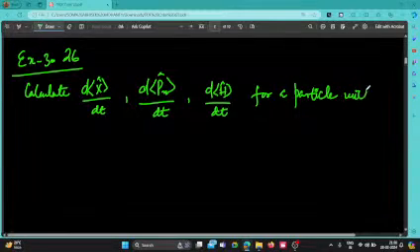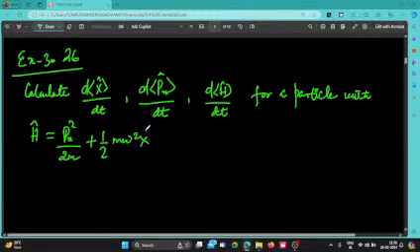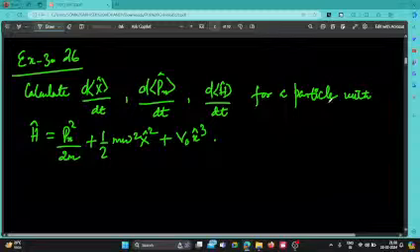with H equal to px square by 2m plus half m omega square x square plus V naught x cube. Calculate this and this, where the Hamiltonian is this much. Let's try.